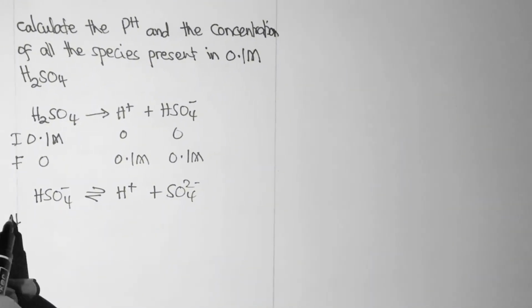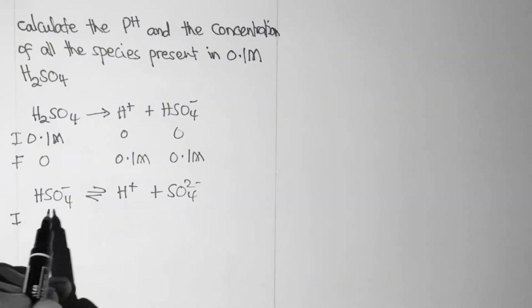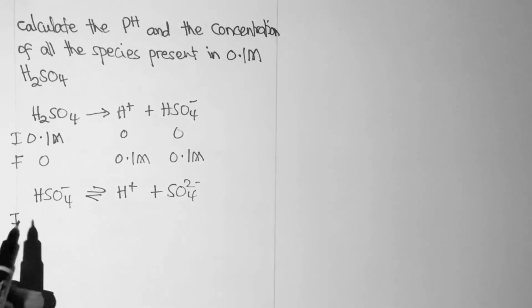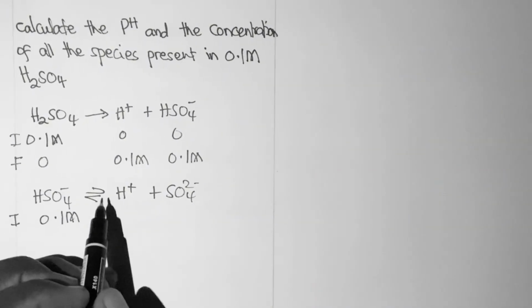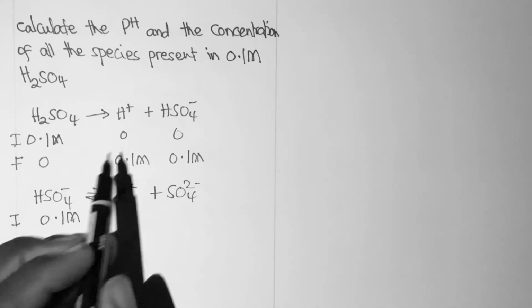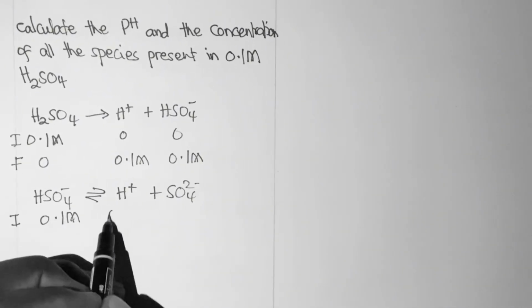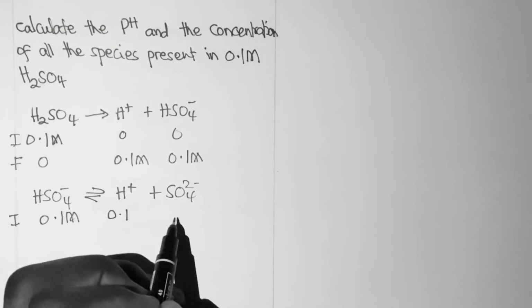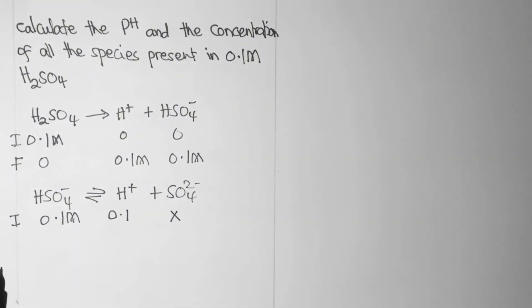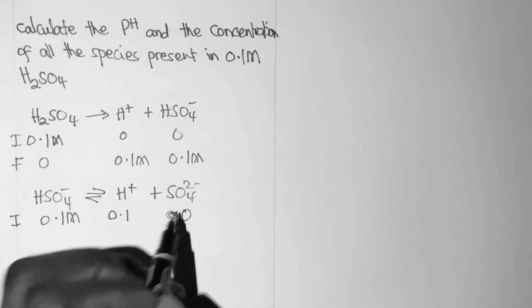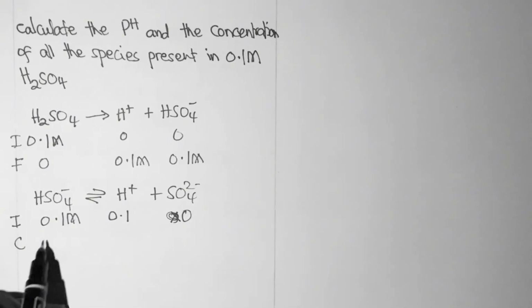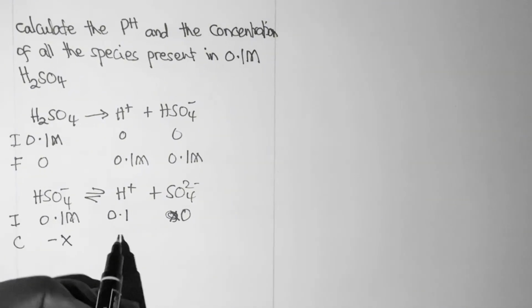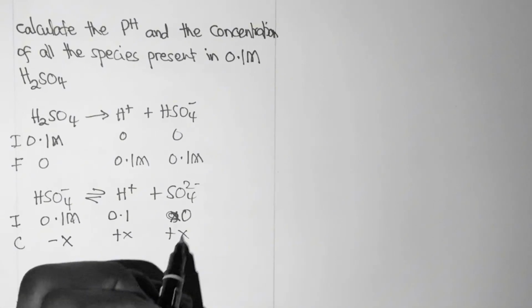Now, the initial concentration of the HSO4 minus ions is 0.1 molar. But then we also know the initial concentration of the H plus ions to be 0.1 molar. And for the SO4 2 minus ions, it is 0. Now the change here is minus X, here is plus X, and here is also plus X.